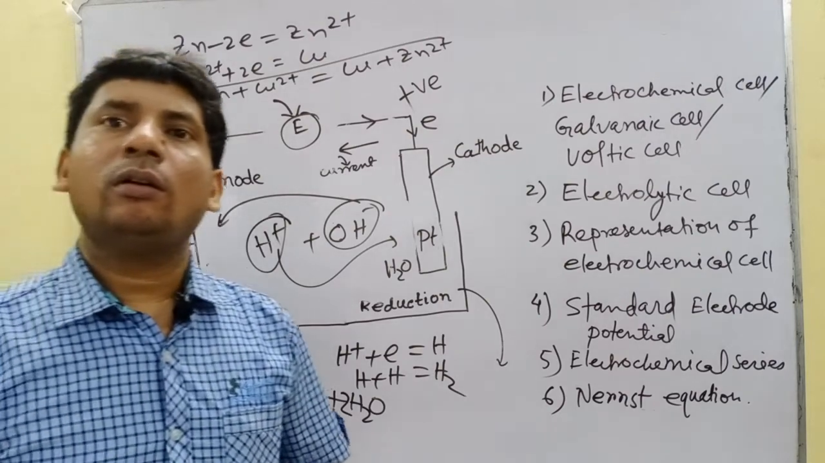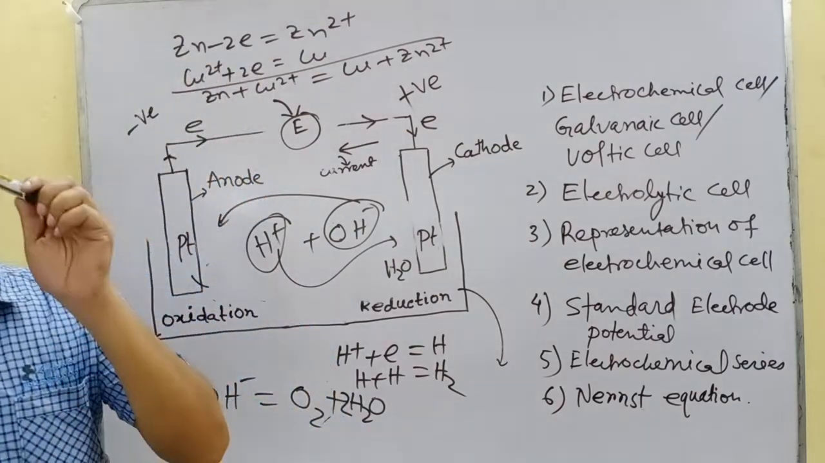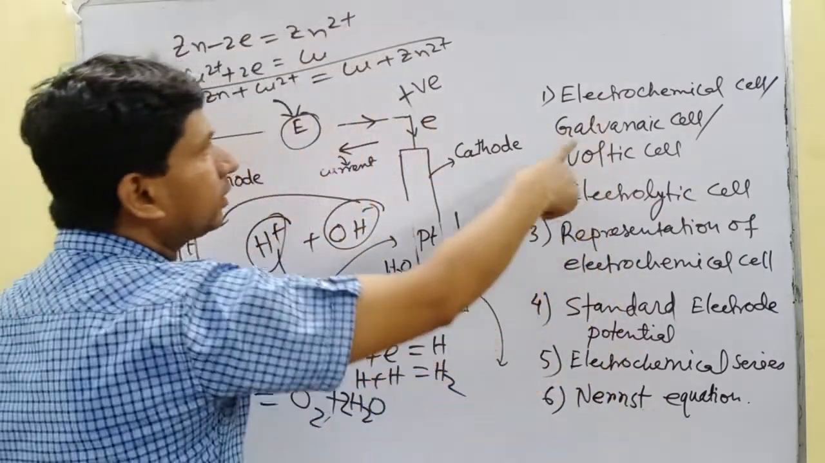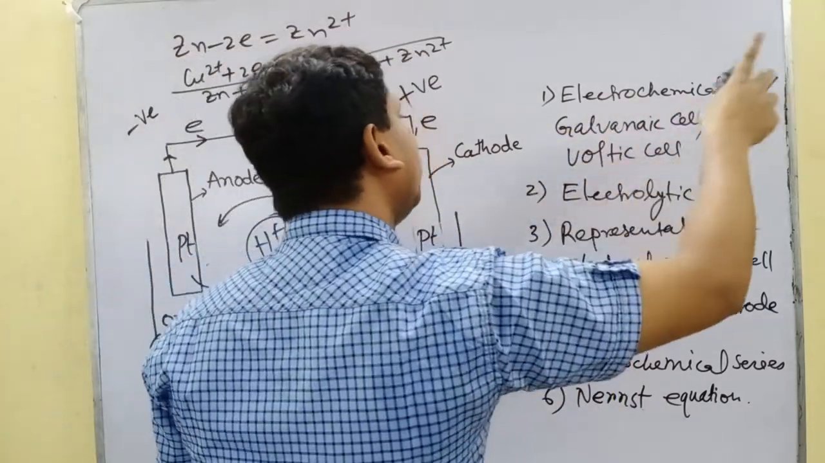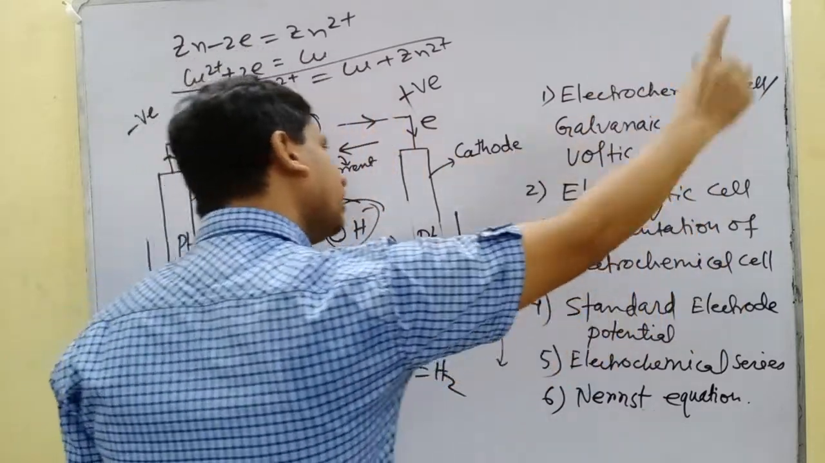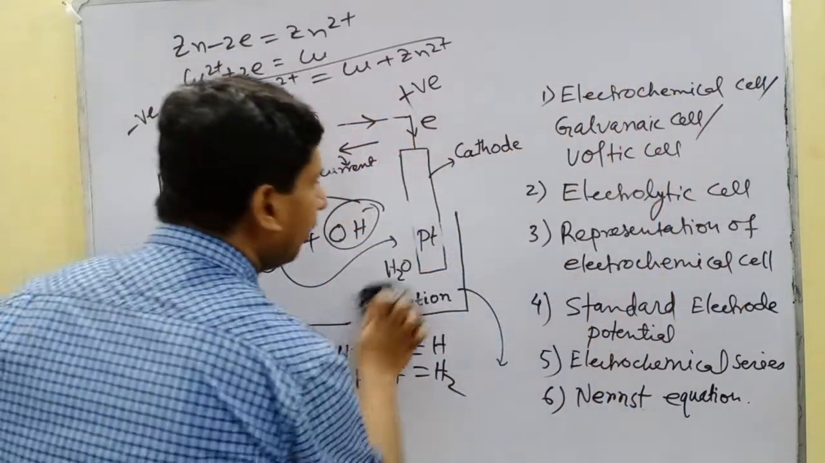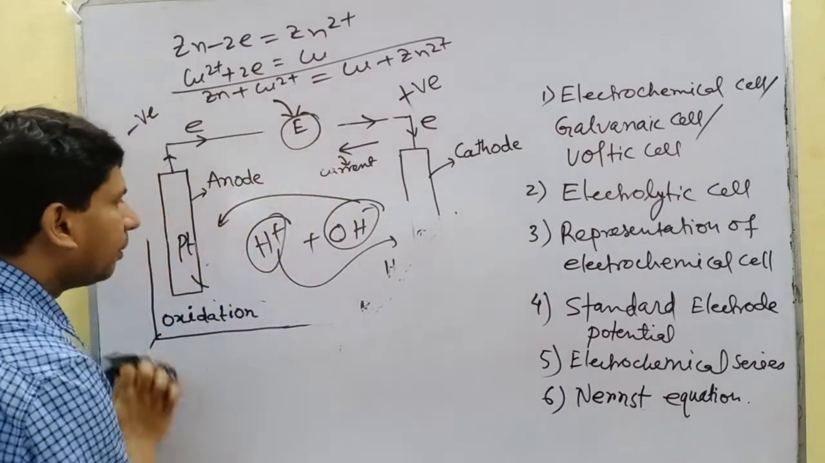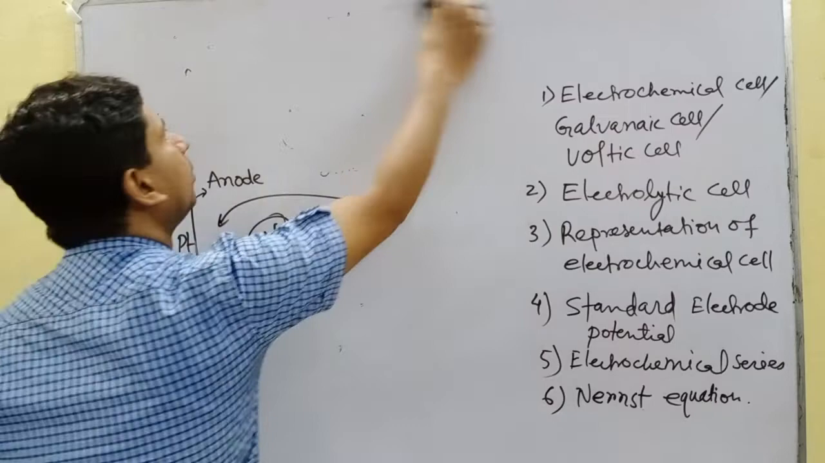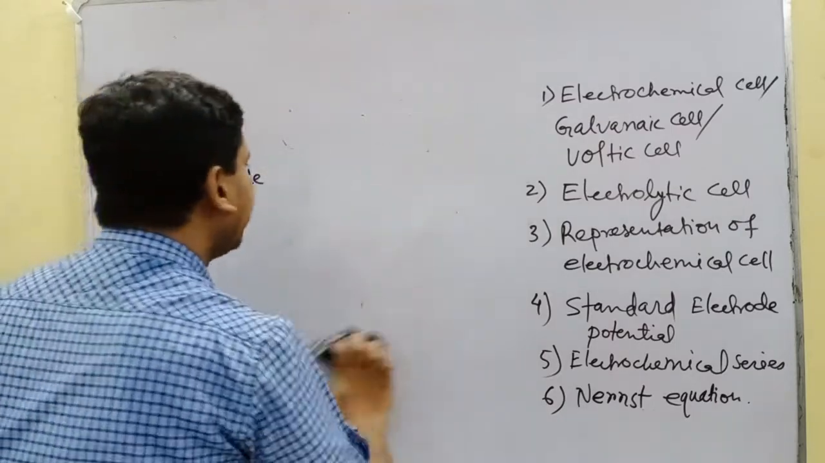Now what happens? Cell representation. The electrochemical cell is the galvanic cell, which is also called the voltaic cell. Okay, now cell representation, how we can represent a cell.